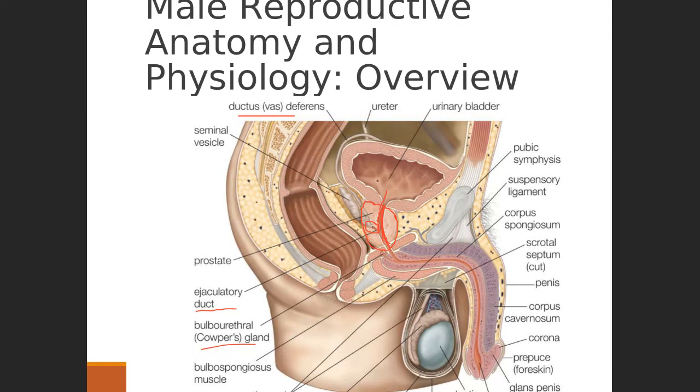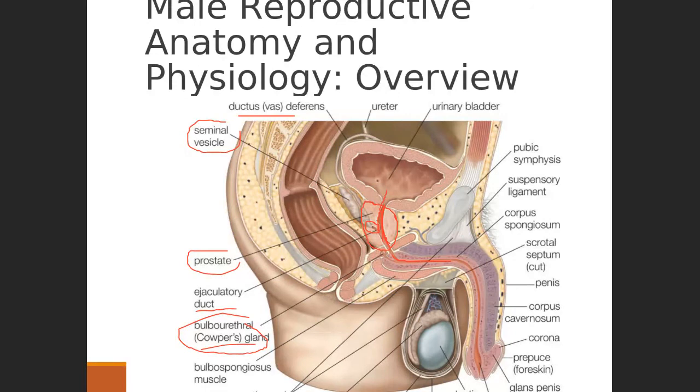Once we leave the bulbourethral gland, we're still in our urethra. Now we're very much part of the penis. And any sperm and the components that were added to the semen by the seminal vesicles, the prostate gland, and the bulbourethral gland will now be ejaculated from the opening of the penis.